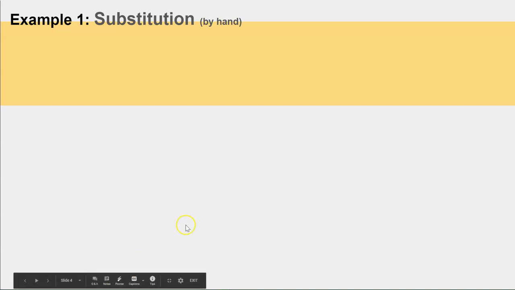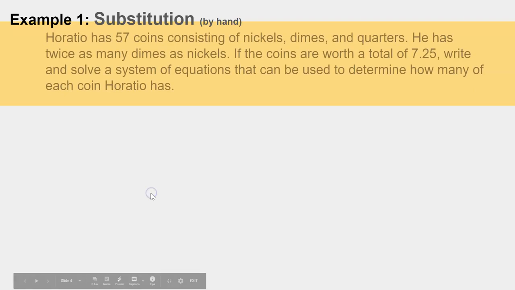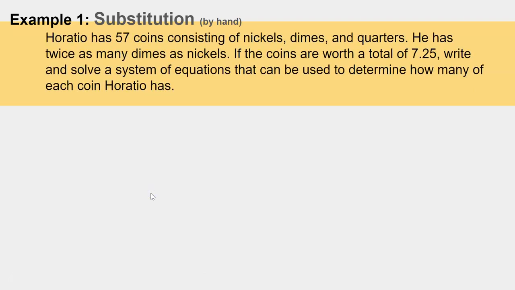Okay, let's solve a system using substitution. You might remember this problem from the first lesson we had where we formulated the system. Horatio has 57 coins consisting of nickels, dimes, and quarters. He has twice as many dimes as nickels. If the coins are worth a total of $7.25, write and solve a system of equations that can be used to determine how many of each coin Horatio has.